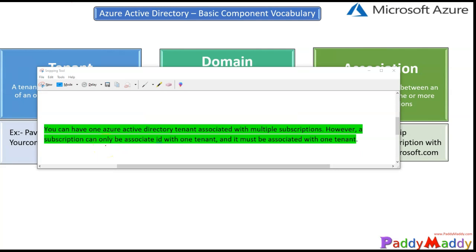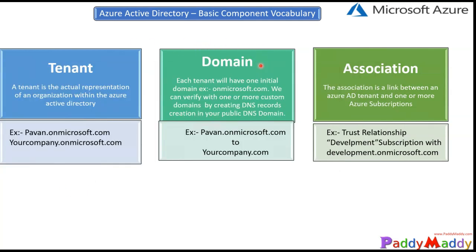I wanted to highlight one very important point here, related to the subscription and tenant limitation. One Azure Active Directory tenant can be associated with multiple subscriptions, but the same subscription cannot be associated with multiple tenants. That's not possible. Each subscription can only be associated with one tenant. That's a very important point so that you can easily understand further when it comes to the actual implementation within the Azure Active Directory architecture.